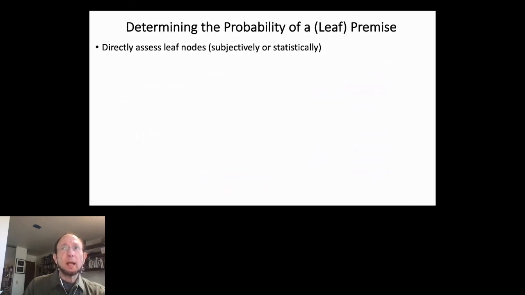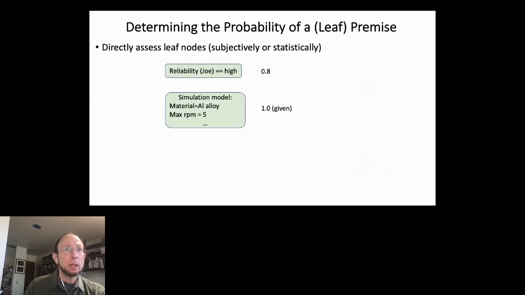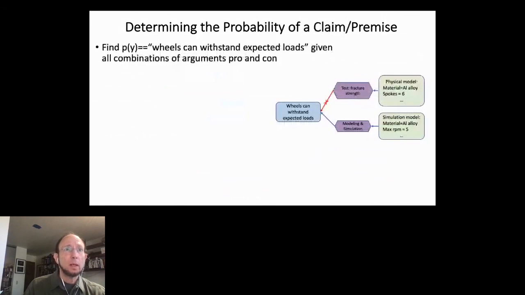Going through the rest of the elements of the architecture, I can determine the probability of a leaf premise by just directly assessing it. Is Joe a reliable expert? In a simulation model, I just am given those things. I state that the material is a particular alloy of aluminum and the max RPM is 5, etc.